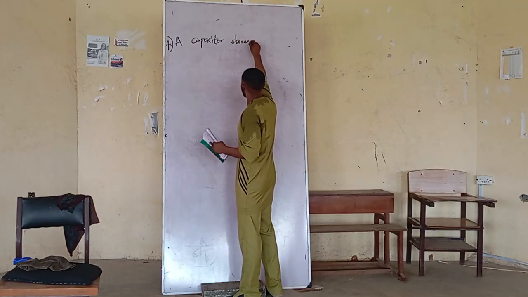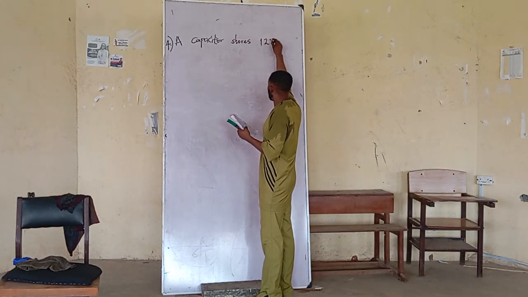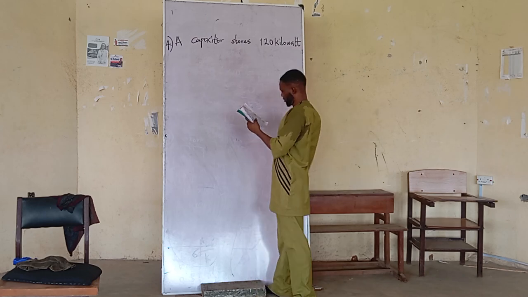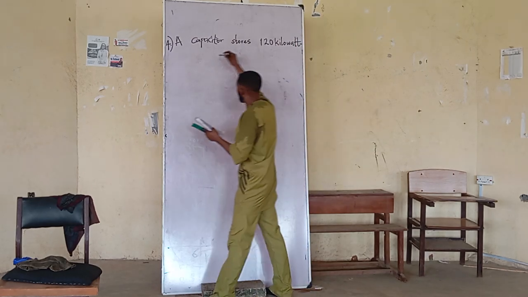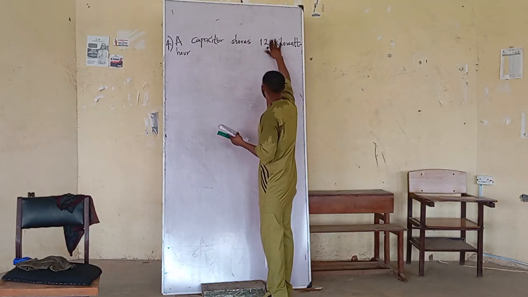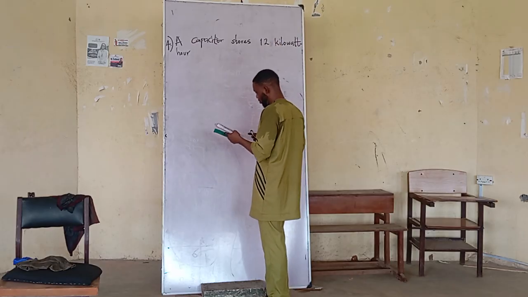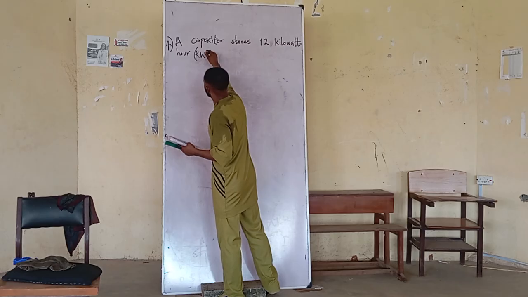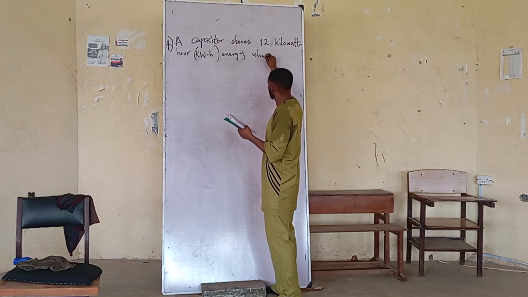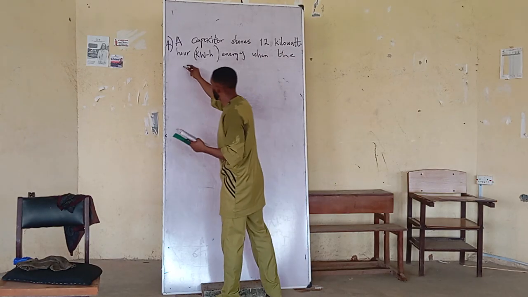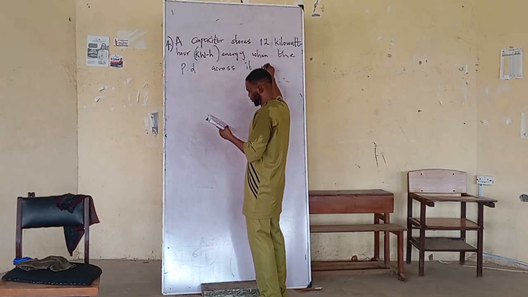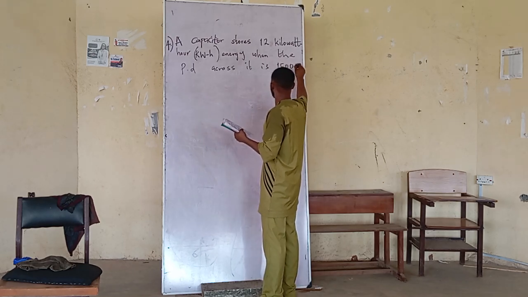stores 120 kilowatt hour, 12 kilowatt hour, energy when there is a potential difference across it, is 1,500 joules.